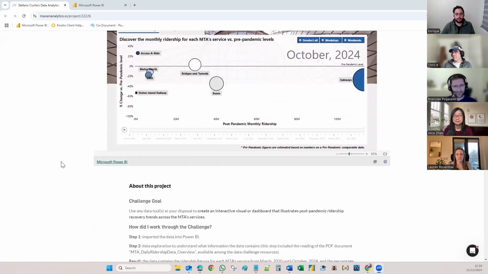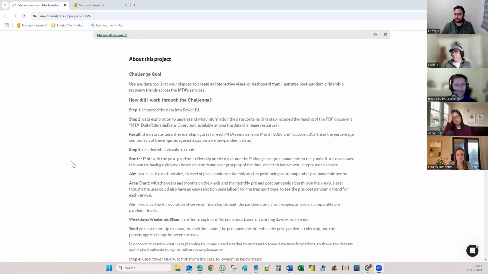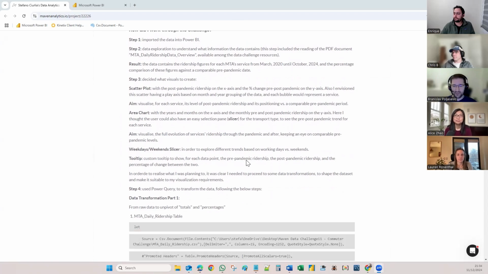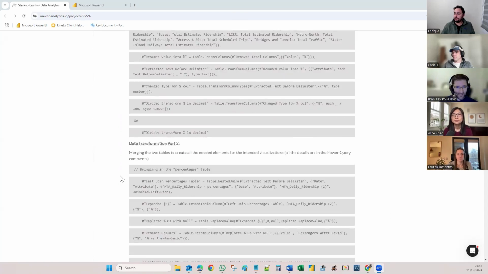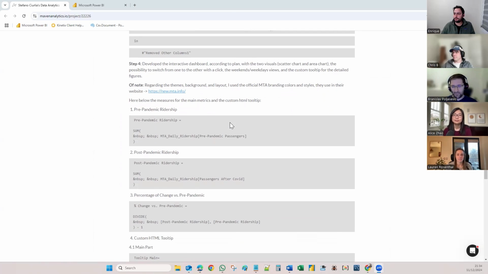As we know, Stefano has a specific style of doing these entries, and this entry isn't an exception. He always has a really well-developed about section where he guides you through why he did what he did and what influenced his decisions. There is a piece here at the end where he explained the color theme and the color palette, which he got from the official NTA branding colors and styles.